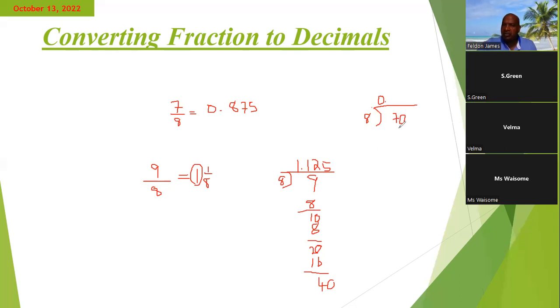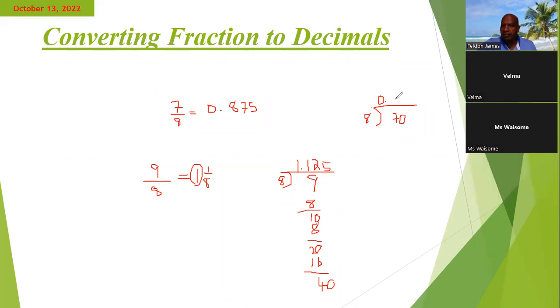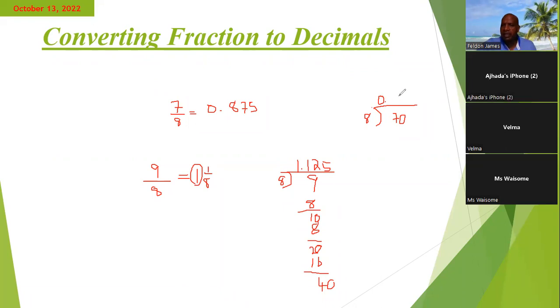Now we say 8 into 70 goes how many times, Mr. Arthurs? All right, maybe somebody could tell us. 8 into 70 goes 8 times. So we multiply the 8 times 8, we get 64. Subtract 64 from 70. We have remaining 6.